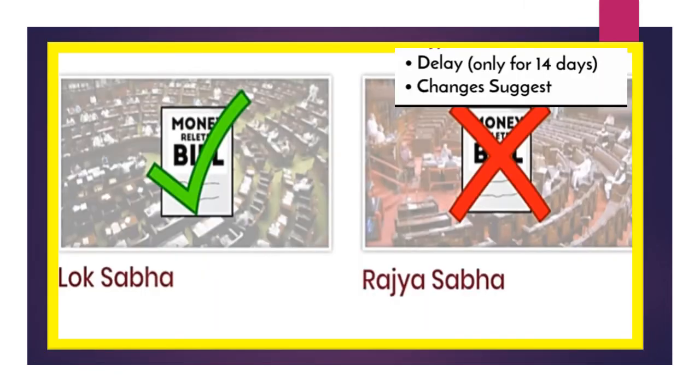Now let us see the case of a money bill. The money bill can only be initiated in the Lok Sabha. So the budget of the government or any other money related law can only be initiated in the Lok Sabha. And once it goes to discussion and it is passed, then it is sent to the Rajya Sabha. Now, for the money bill, the Rajya Sabha can only suggest changes and can delay it by 14 days. Then it has to go back to the Lok Sabha. The Lok Sabha may or may not accept these changes. And then the bill is sent to the President for his signature and it becomes a law.